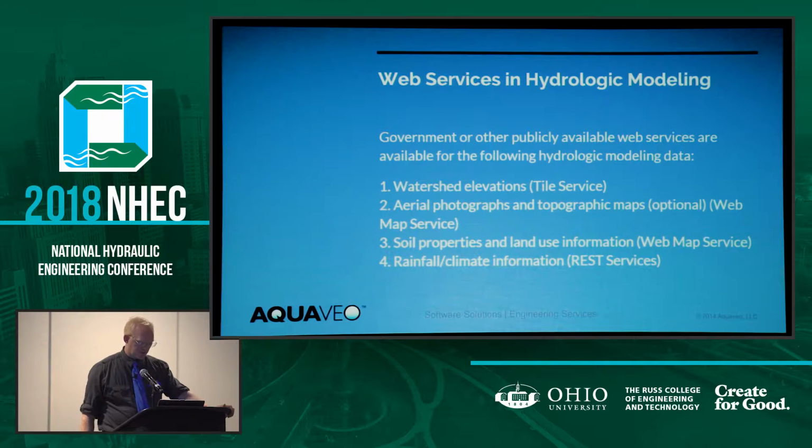And then web services and hydrologic modeling. Government or other publicly available web services are available for the following modeling data: watershed elevations, which is a tile service, aerial photographs and topographic maps. Again, these are optional, but very nice to have. Make your project pop a little better, help you find where you need to perform your archiving and your modeling. And that's a web map service. Soil properties and land use information, which is a web map service. And then the rainfall and climate information, which is a REST service.